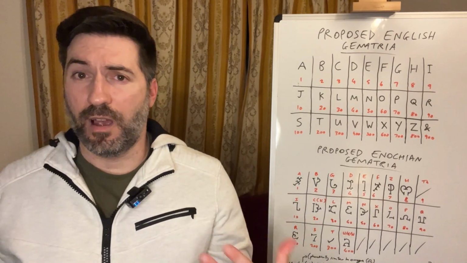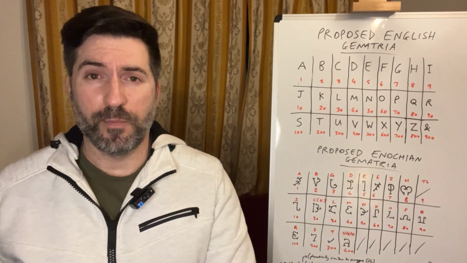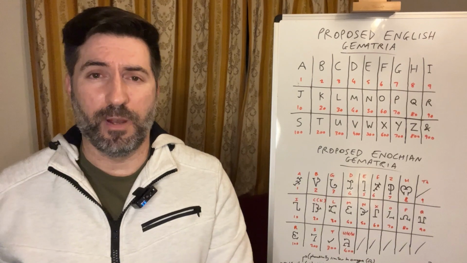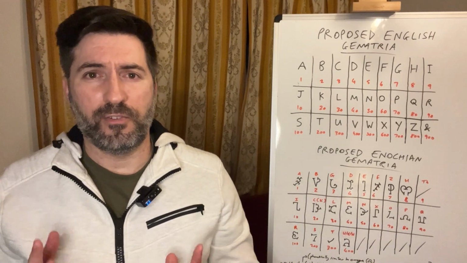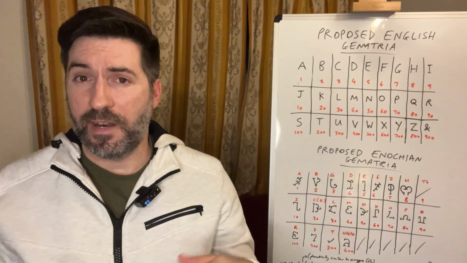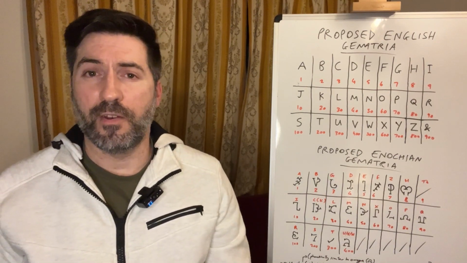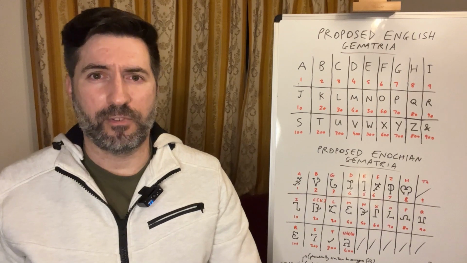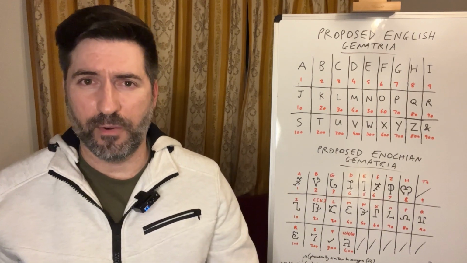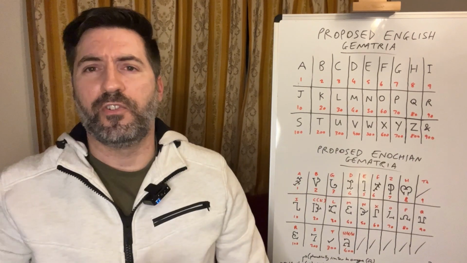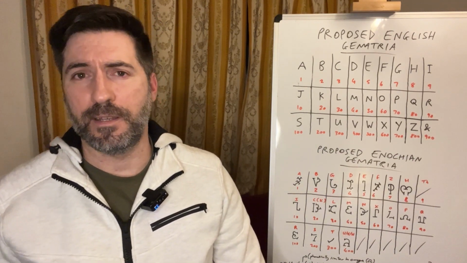But other kinds of gematria have been hypothesized, such as an English gematria and an Enochian gematria, and attempts have been made to kind of come up with a system of assigning numeric values for each of those languages. And I have made my own attempts at doing so, and I believe that I have arrived at some very, very interesting results.